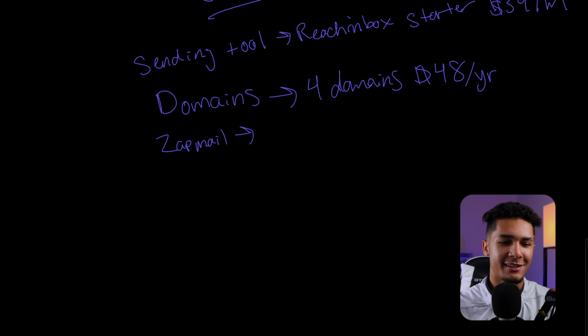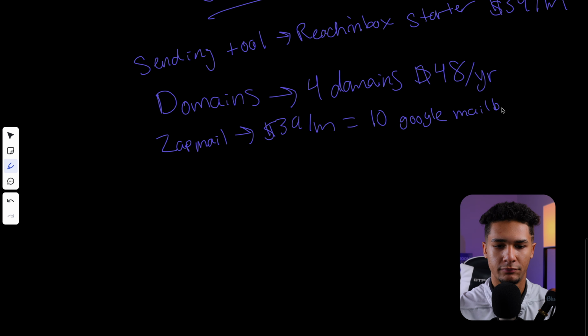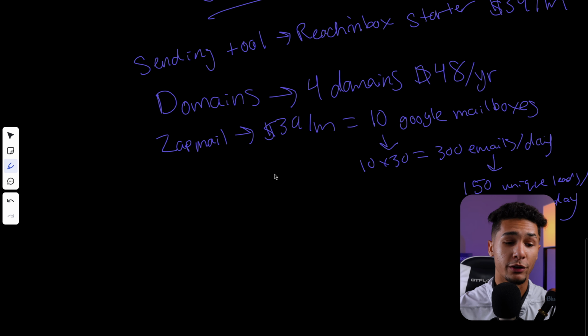So hopping back into this, Zap Mail, we're going to be looking at $39 a month, and this is going to be 10 Google mailboxes. 10 Google mailboxes, they can send 30 emails per day. So 10 times 30, you're going to be getting 300 emails per day. Then if you do a 2-step sequence, that means you're really going to be sending to about 150 new, unique leads per day. So that's a pretty good volume to start off with.